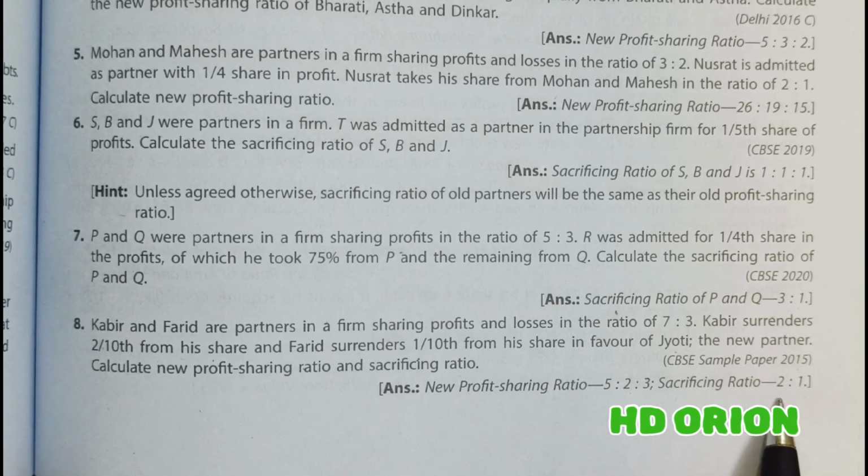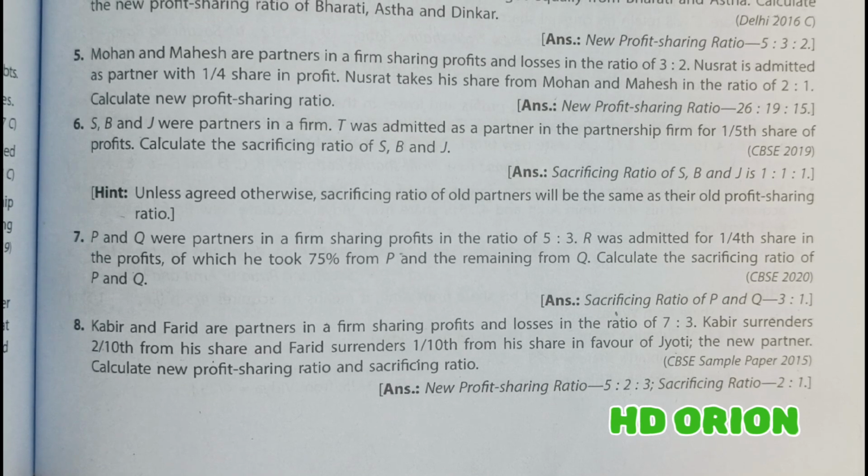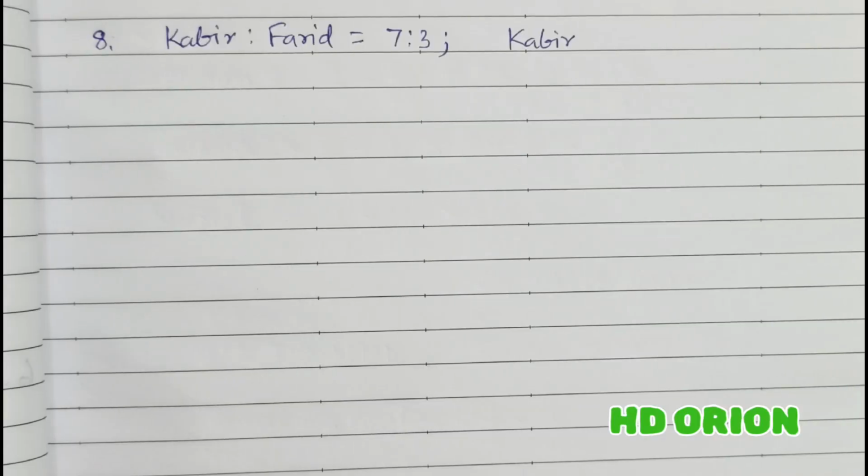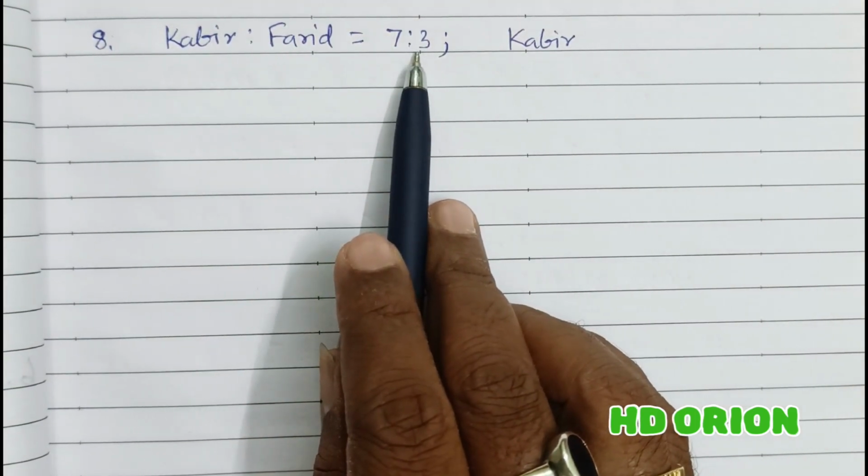And using this sacrificing ratio, you can calculate the new profit sharing ratio. Fine. Let us see the solution. So Kabir and Farid are the partners and their profit sharing ratio is 7:3.